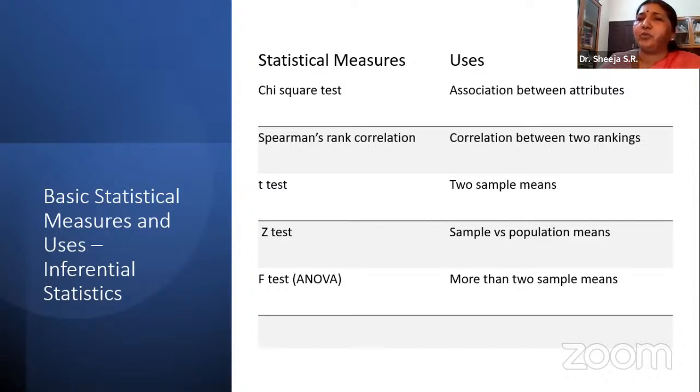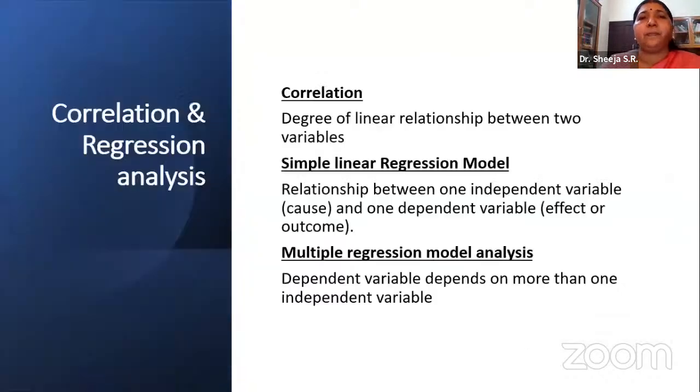Then Spearman's rank correlation test, that can be used for understanding the correlation between ranks. T-test, this is one of the most commonly used tests. T-test is used for testing whether there is any significant difference between two sample means. Then Z-test is also used for testing population mean. Then F-test, which is known as ANOVA. If you have more than two sample means, you will use ANOVA test to examine whether there is any significant difference between these more than two sample means.